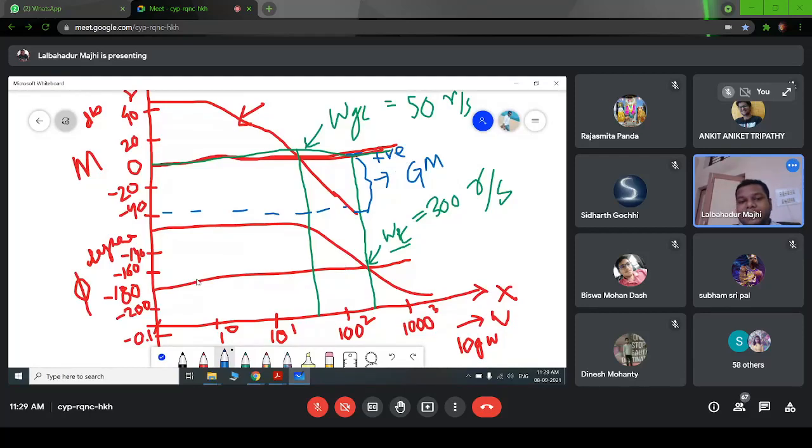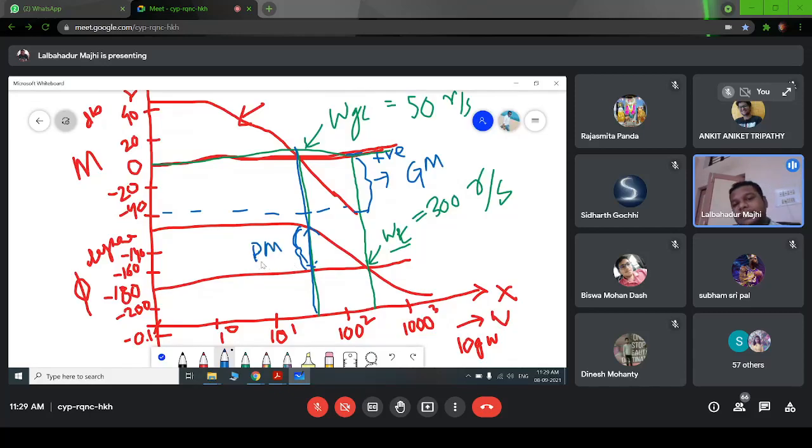Similarly, in this case, this will be the phase margin for this gain crossover frequency, from this minus 180 to this one, because the phase margin is calculated at the gain crossover frequency. So from this gain crossover frequency, we have to draw a line up to this minus 180 degree axis. So this much will be the phase margin. So this is our phase margin.